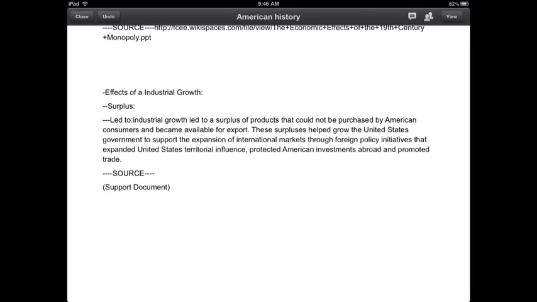Growth. Surplus. Industrial growth led to a surplus of products that could not be purchased by American consumers and became available for export. These surpluses helped grow the United States government to support the expansion of internal markets through foreign policy initiatives that expanded the United States' territorial influence, protected American investments abroad, and promoted trade.